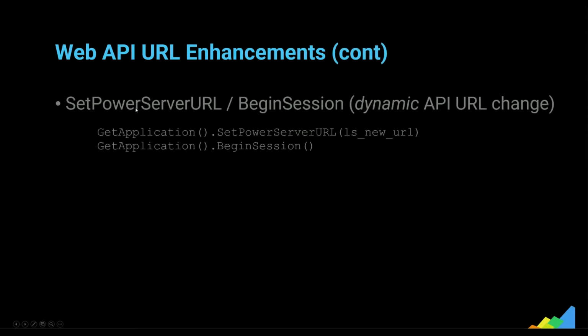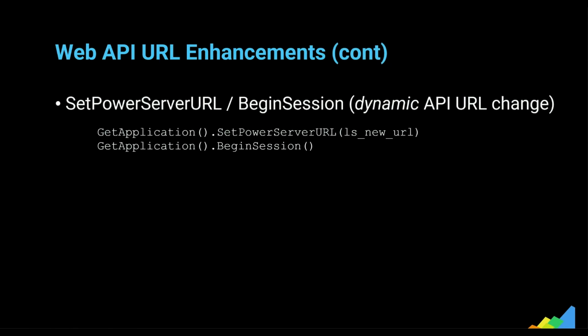On the other hand, if you want to go for a dynamic approach, that's why I call it dynamic API URL change, the web API URL can be set via the PowerBuilder SetPowerServerURL function at application runtime. And after that, you must manually create a session with the function BeginSession. They are both methods of the application object, so either you use the application object name or the GetApplication system function.